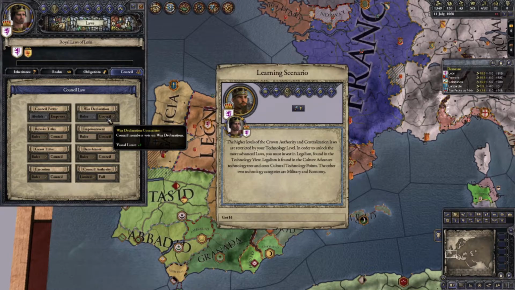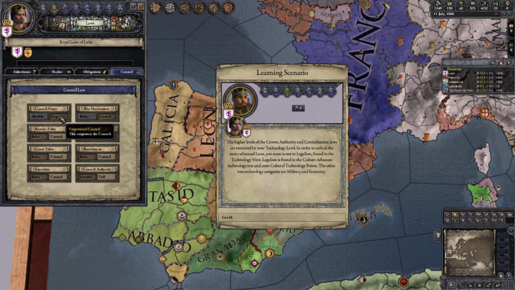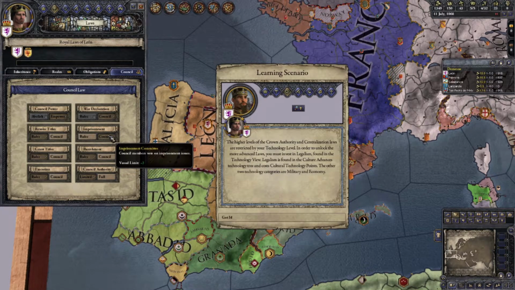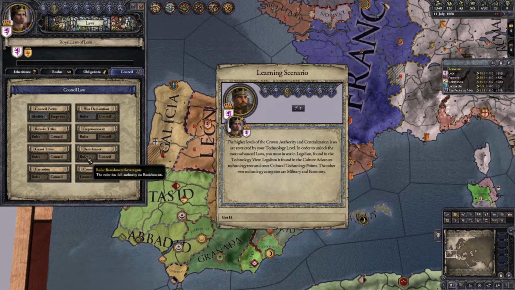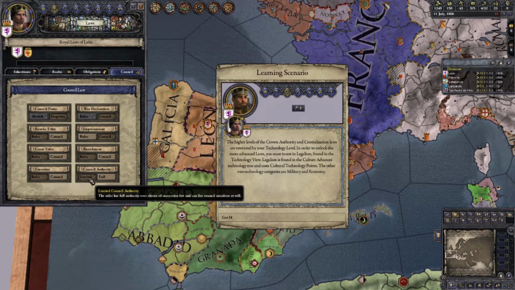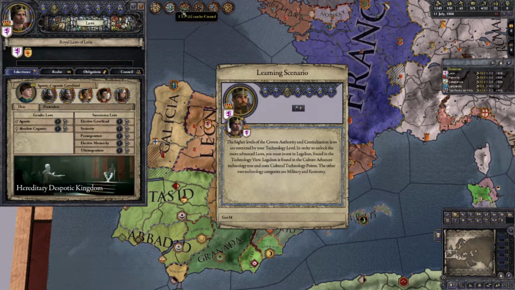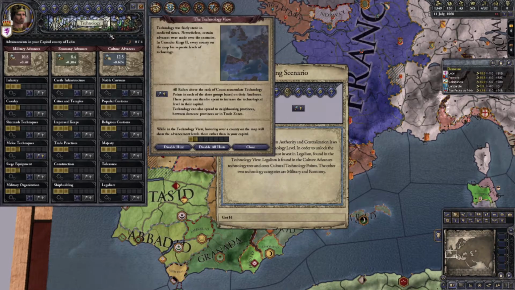So right now the council votes on war declarations. We have empowered the council. The ruler can revoke titles. The council can imprison people, although we had an event where we just threw our wife in jail because of syphilis or something. The ruler can banish people. The council has limited authority. No, the ruler has full authority over choices of succession law, and can fire council members at will. Cool. The ruler has full authority on executions and granting titles. Alright, cool. So let's go to technology.